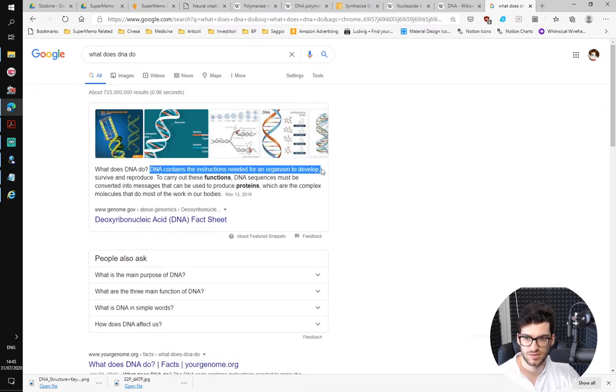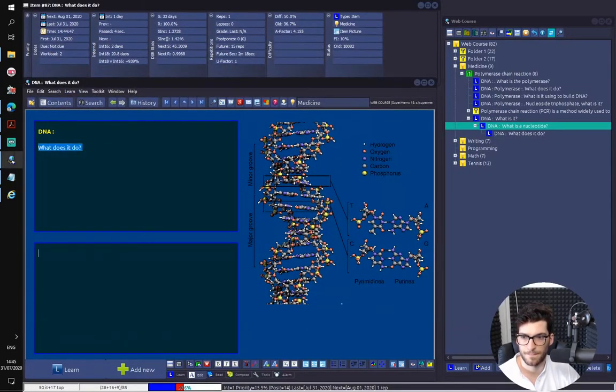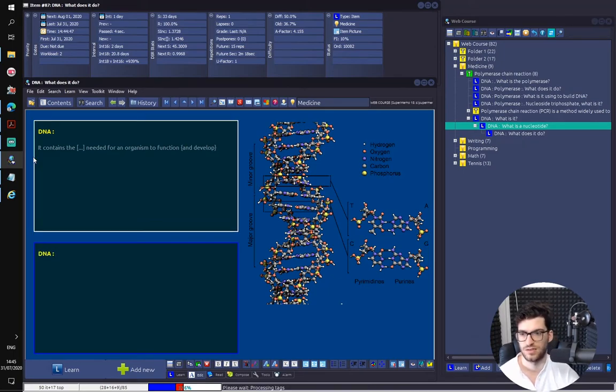Contains the instruction needed. Okay. Does it do? Okay. Let's make it into not an open question. Let's make it into a close. So DNA, it contains the instructions needed for an organism to function. Let's open a graph and develop the informations. And this is pretty much it.